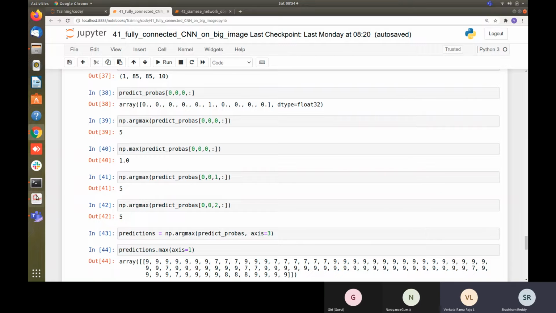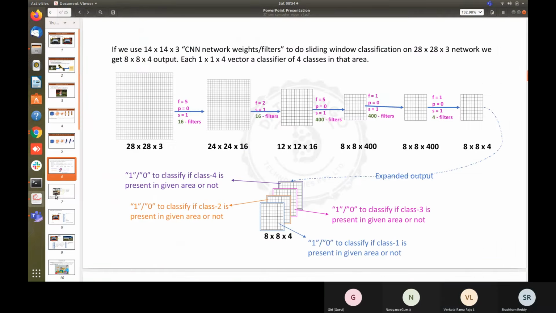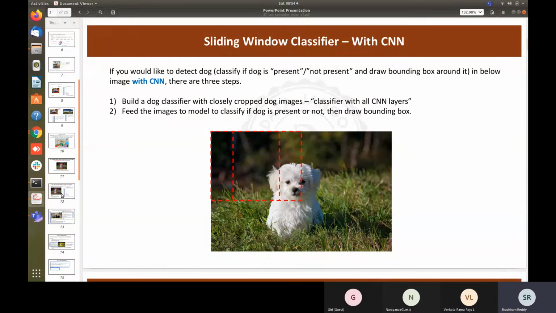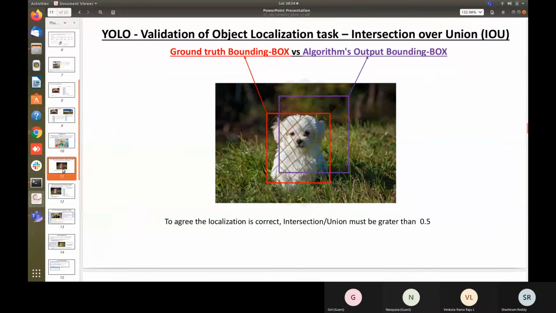Let me try to show that picture and talk. Yeah, this is the intersection over union. Suppose this dark place has a 5, and the model is finding 5 here, right? And it will slide. Somewhere here also it will find, somewhere here also it will find. Out of all those, which one gives you the maximum intersection over union? You consider that.